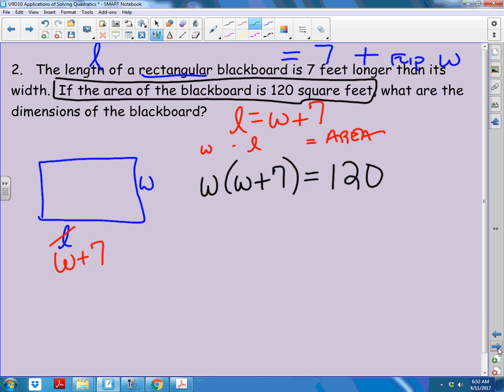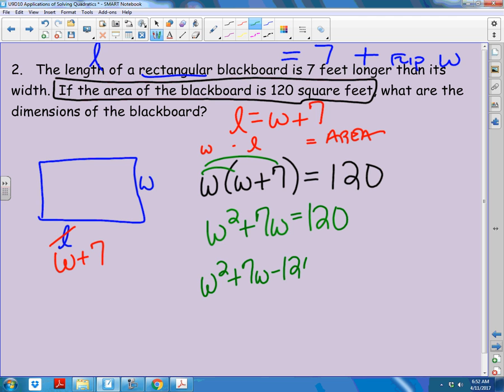So now we go through a normal equation solving process. We're going to distribute, which gives us W squared plus 7W equals 120. We're going to set this equal to 0 by subtracting 120 from both sides. So we end up with W squared plus 7W minus 120 equals 0. Remember, all I did is subtract 120 from both sides. And here we're on our merry way.